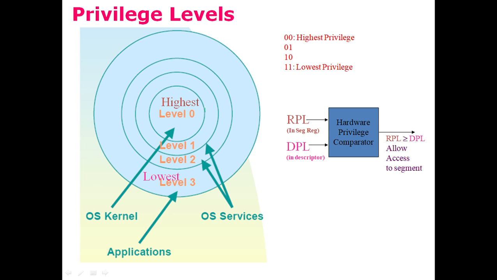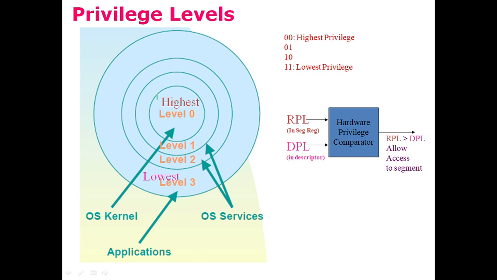The highest privilege levels are normally given to segments used by the operating system kernel because they are of high security and high reliability, so they should be of high privilege level, and no one other than the operating system kernel itself should be allowed to make changes to those parts of the memory. Next, levels 1 and 2 are normally given to operating system services, and the lowest level, which is level 3, is normally assigned to memory segments used by the applications.